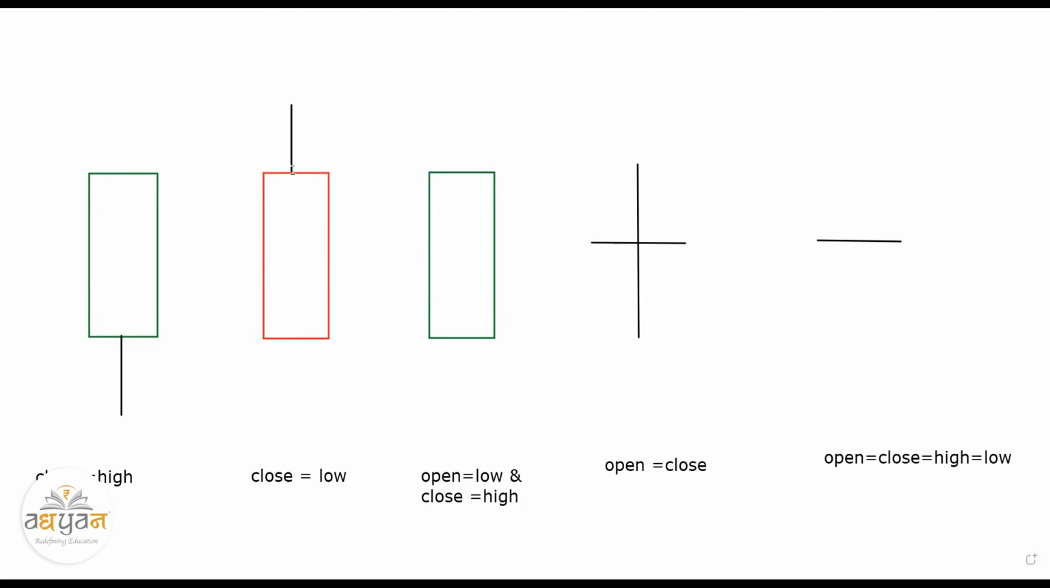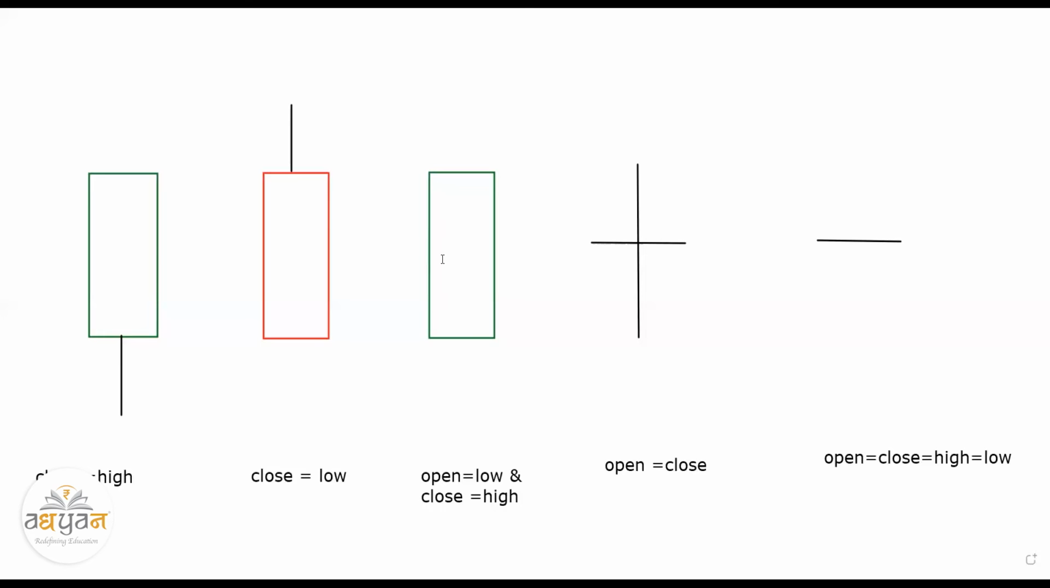That means the closing price of this red candle is the lowest price of that particular time frame. So these are the two types of candles you observe with no upper wick and no lower wick. And the third type of candle you observe is a candle with no wicks at all. That means you will see only a body.